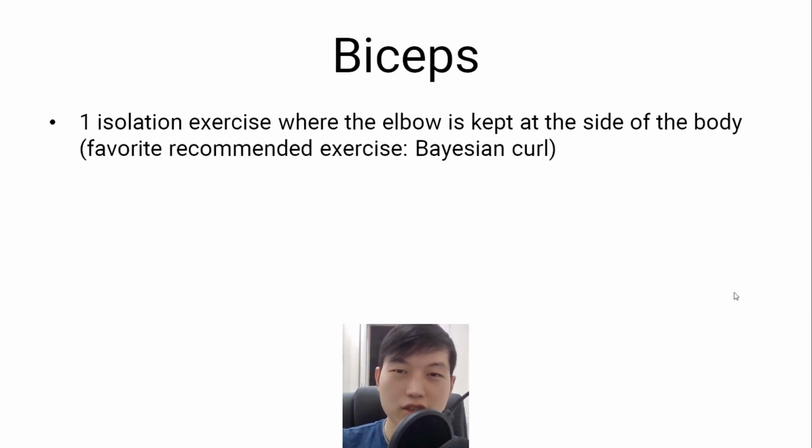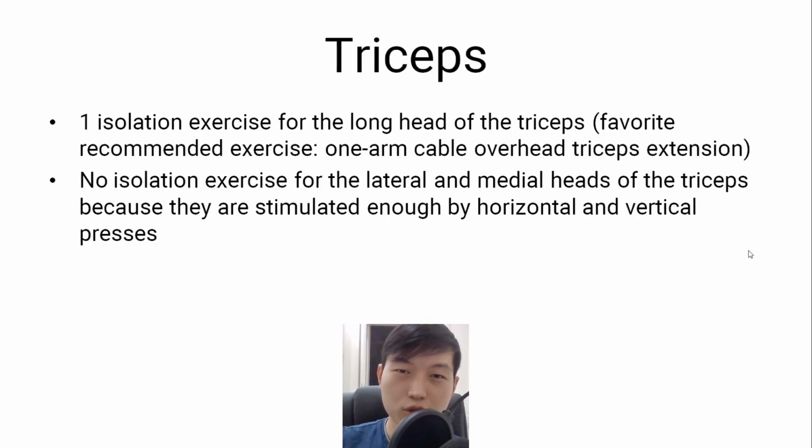Next, we have the biceps. I recommend one isolation exercise where the elbow is kept at the side of the body. My favorite exercise is the Bayesian curl for the biceps. You also get bicep stimulation by the compound exercises, and that may be enough for some people, especially beginners, but one isolation exercise is recommended to grow your biceps optimally. Then we have the triceps.